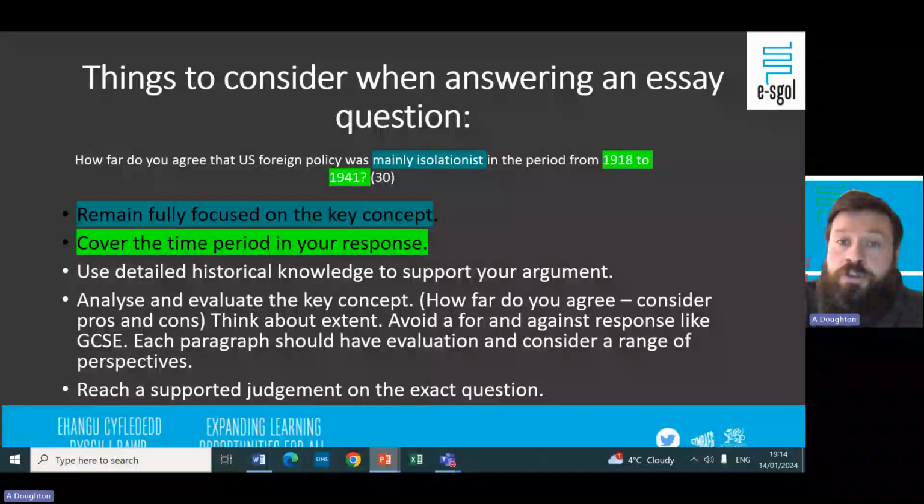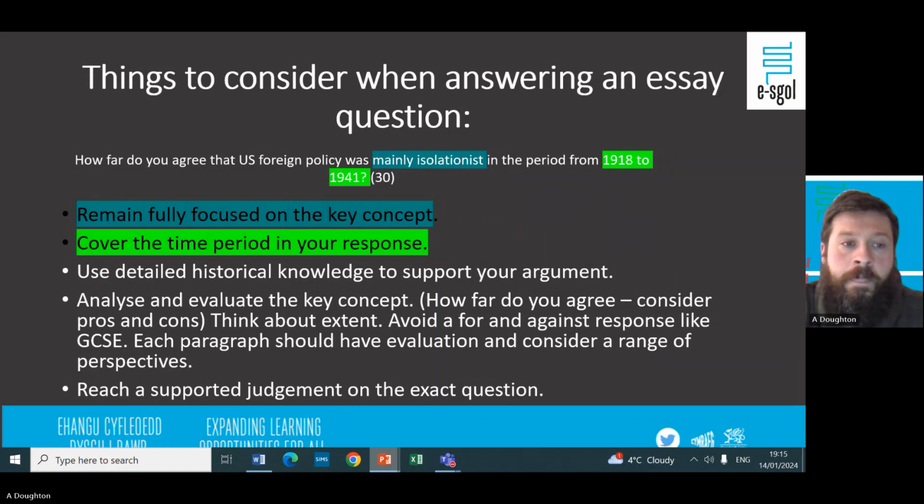You need to make sure you cover the time period, and this time period is 1918 to 1941. You don't have to have something for every year, but you would be expected to cover most of that without large gaps. You need to make sure that any of your arguments are supported with detailed historical knowledge to make sure you move from assertion to argument.